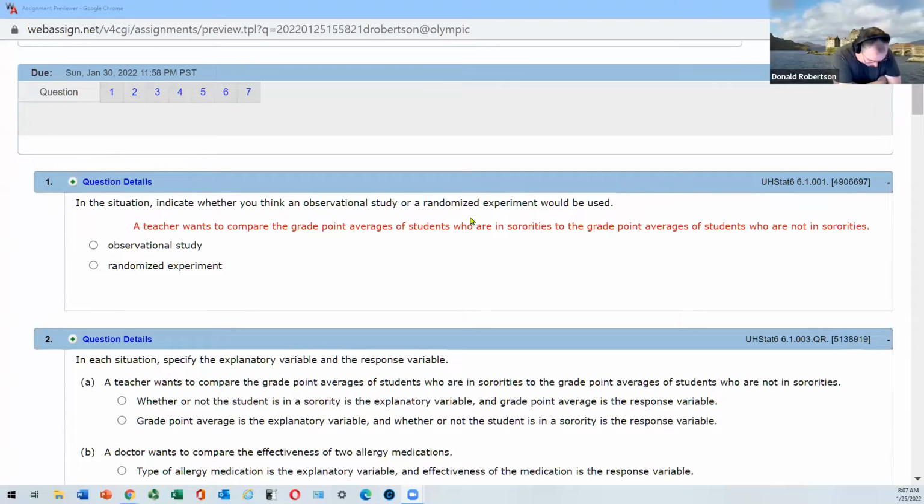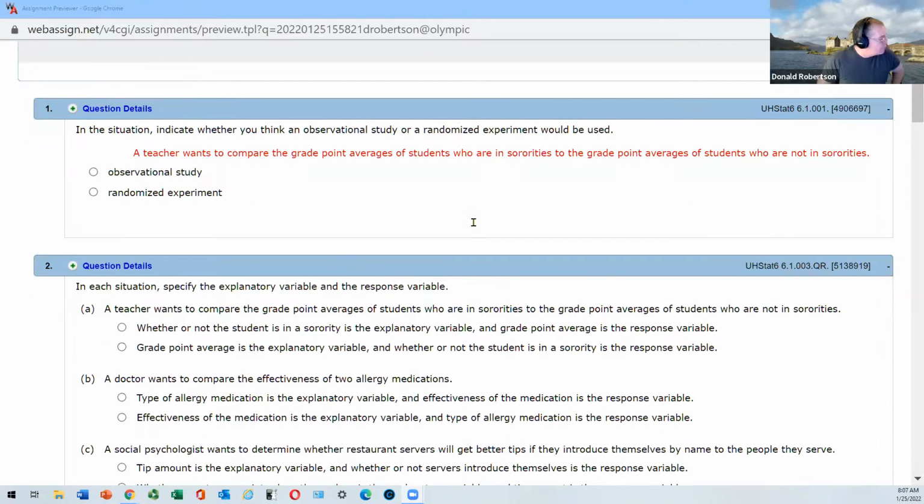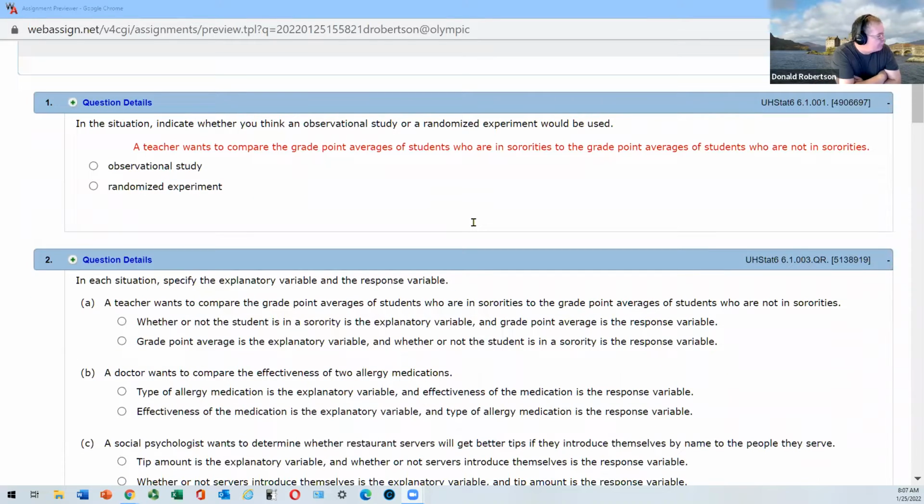I think I've got it here. You might be surprised if you haven't looked at how short this particular exercise is, right? There's what, 7 questions. So here we go. It tells you in question 1 to indicate whether it's an observational or a randomized experiment.